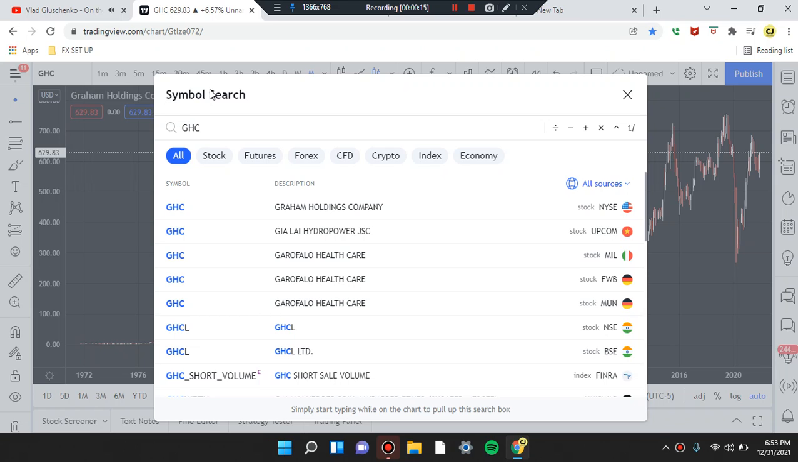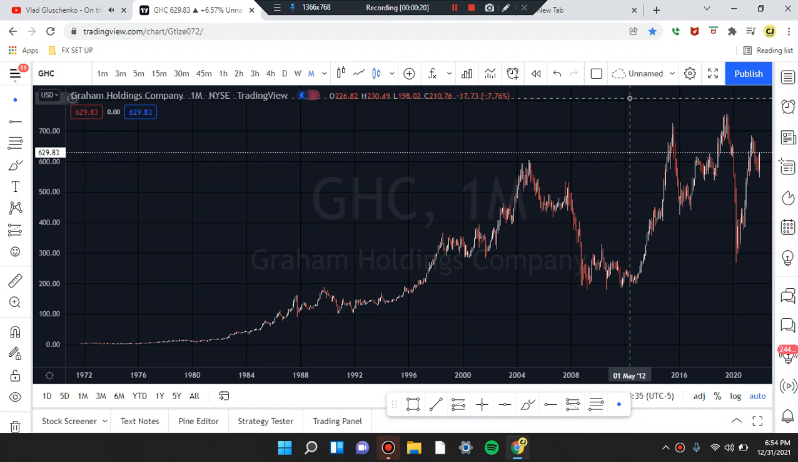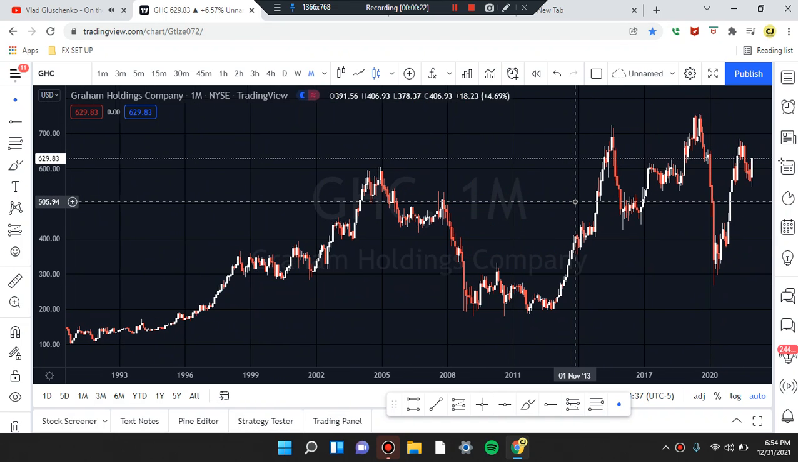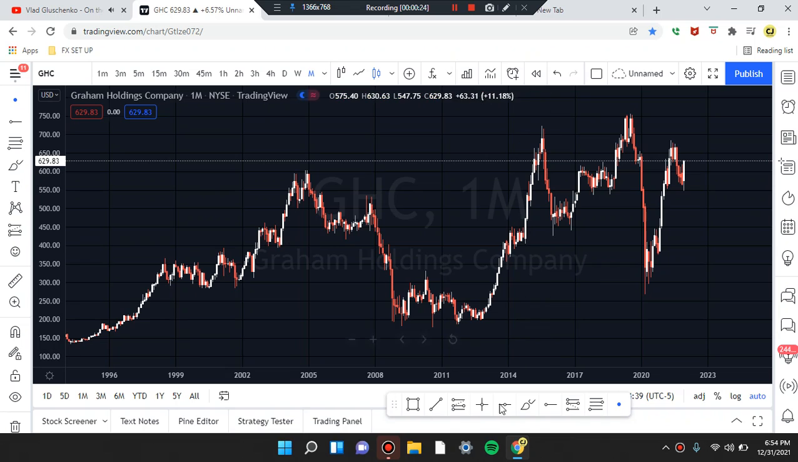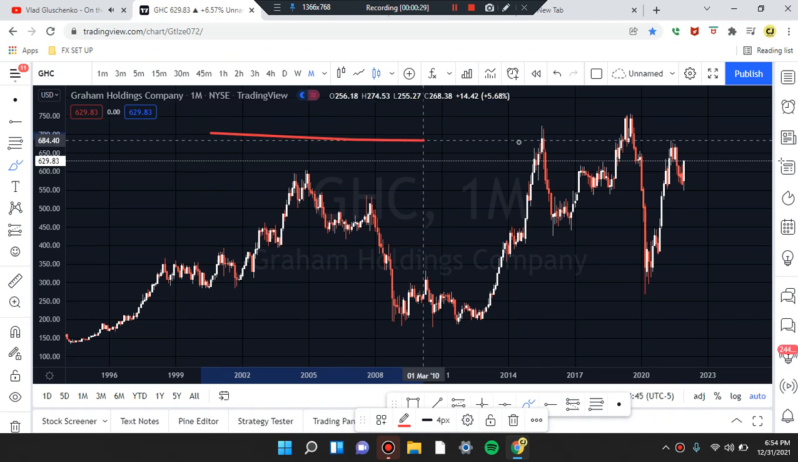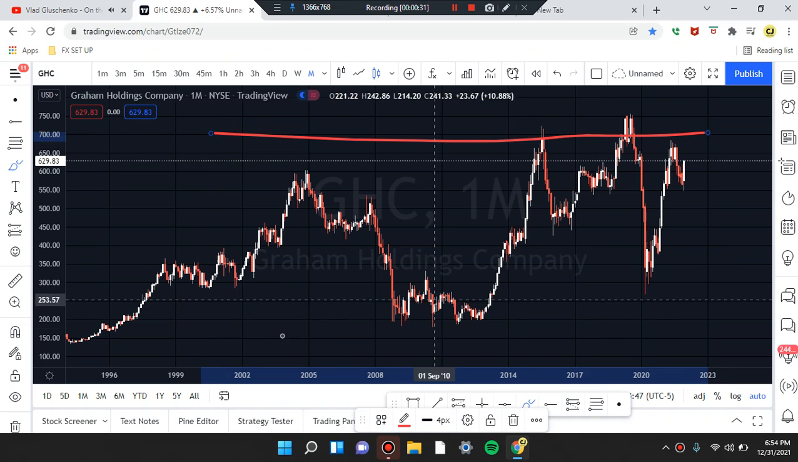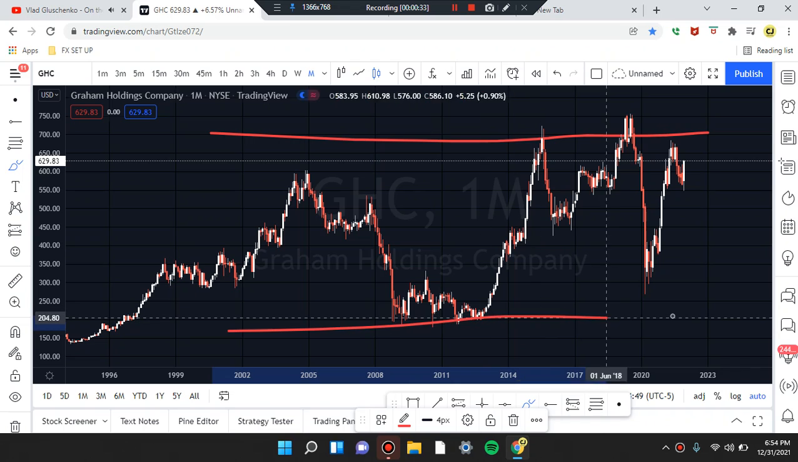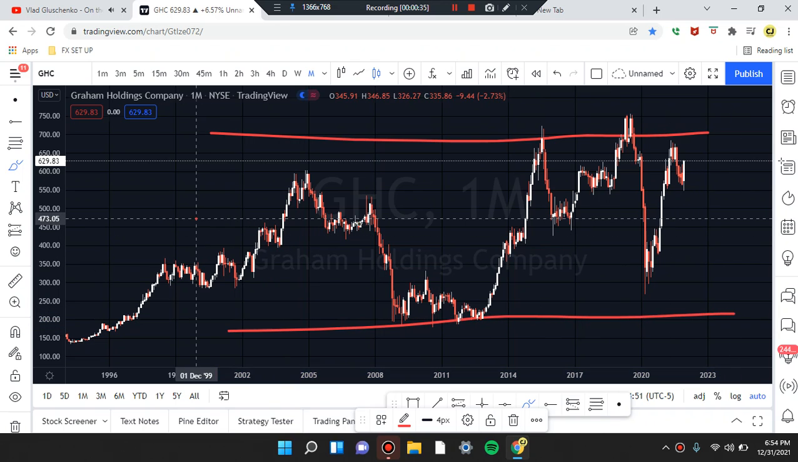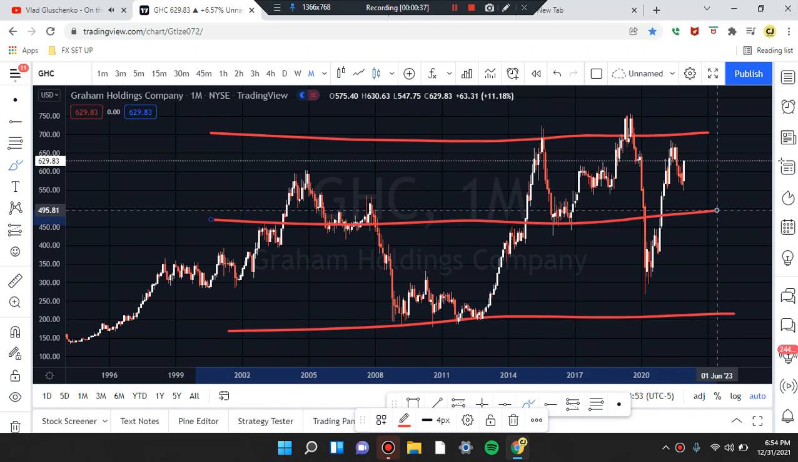Okay, guys, we are marking up GHC. Let's take a look at what's going on in the market. We are looking for patterns in the structure. So let's work on a monthly time frame. We've got to work our way down the time frame. We'll do so with price action overall highs, price action overall lows, and the midpoint in the middle.